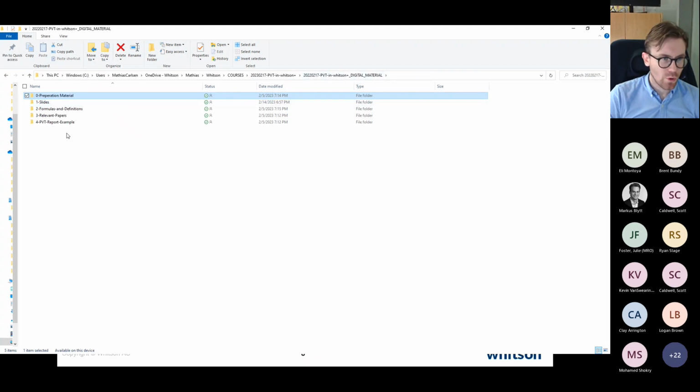And again, this is what the folder that's sent out to everyone looks like. It has the preparation materials, slides, some relevant formulas and definitions, some relevant papers, and an example of a PVT report.